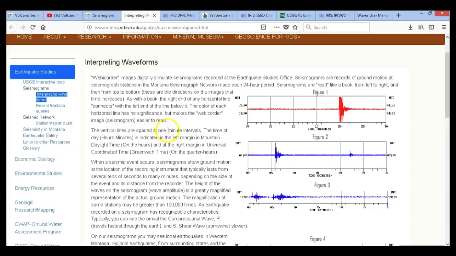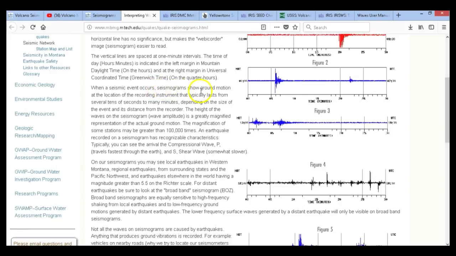The vertical lines are spaced at 1-minute intervals. The time of day, hours, minutes, is indicated in the left margin in Mountain Daylight Time on the hours, and at the right margin in Universal Coordinated Time, Greenwich Mean Time, on the quarter hours. When a seismic event occurs, seismograms show ground motion at the location of the recording instrument that typically lasts from several tens of seconds to many minutes, depending on the size of the event and its distance from the recorder. The height of the waves on the seismogram, wave amplitude, is a greatly magnified representation of the actual ground motion. The magnification, remember how in John Macias you could change the magnification? The magnification of some stations may be greater than 100,000 times. An earthquake recorded on a seismogram has recognizable characteristics.